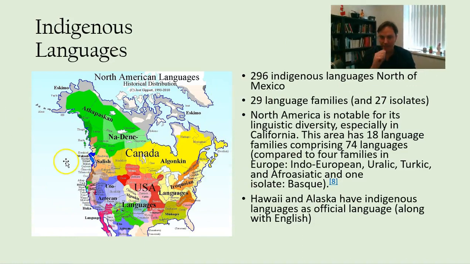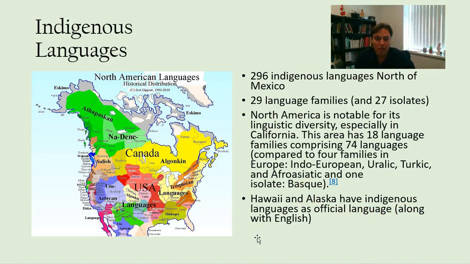There are 296 indigenous languages north of Mexico. There are 29 language families. Think about that. There's only about 10 in all of Eurasia, but there were 29 language families in North America, and 27 isolates, which is the name for a language like Basque, for example, that's spoken in the Pyrenees Mountains, that doesn't seem to belong to any other language, or doesn't seem to be related to any other language.